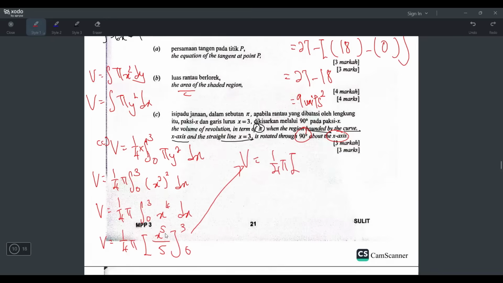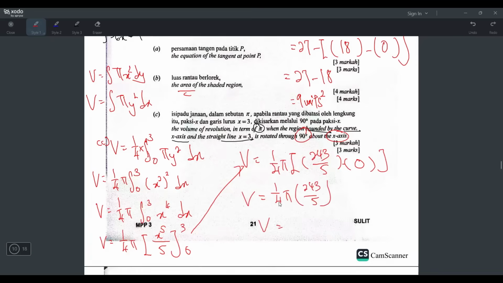Now I'll just open 2 brackets and then sub the 3 inside and then sub the 0 inside. 3 sub inside, 3 power 5 is 243 over 5. Sub the 0 inside, 0 power 5 is 0, 0 divided by 5. So you get 1 over 4 pi, 243 over 5 minus 0, 243 over 5. And then times with 1 over 4. This one you can use the calculator.